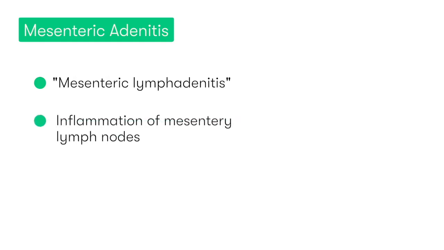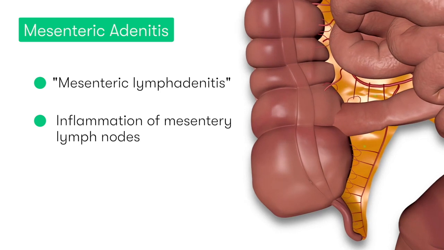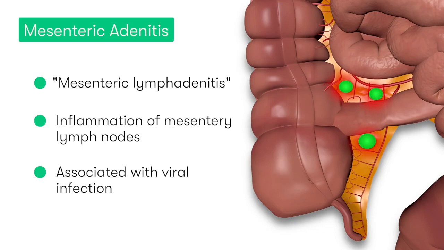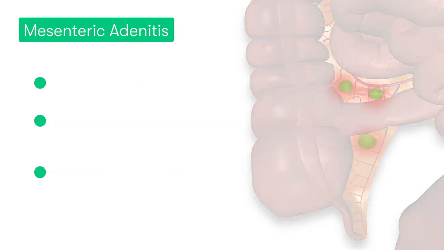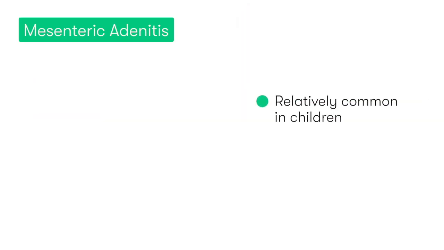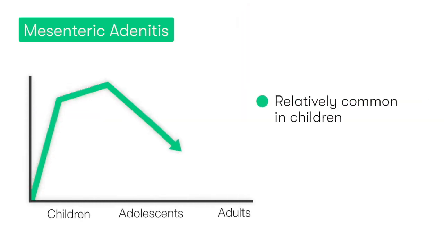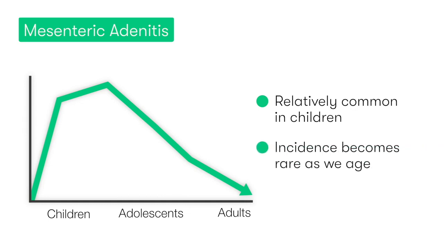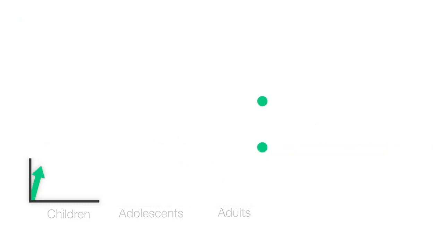Mesenteric adenitis is also referred to as mesenteric lymphadenitis, and it's a condition in which the lymph nodes in the mesentery become inflamed, typically as a result of the presence of a viral infection, much the same way that lymph nodes in your neck may become inflamed and sore when you have a cold. Mesenteric adenitis is relatively common in young children, but it becomes more rare as we get older. There are some key differences that allow us to distinguish between it and appendicitis.